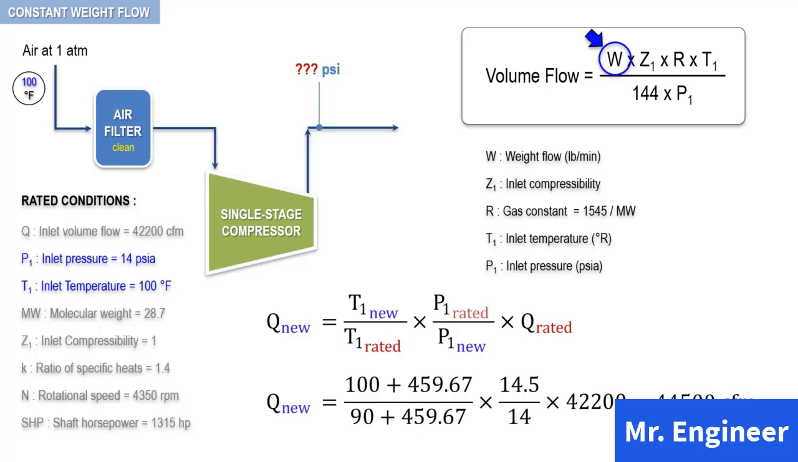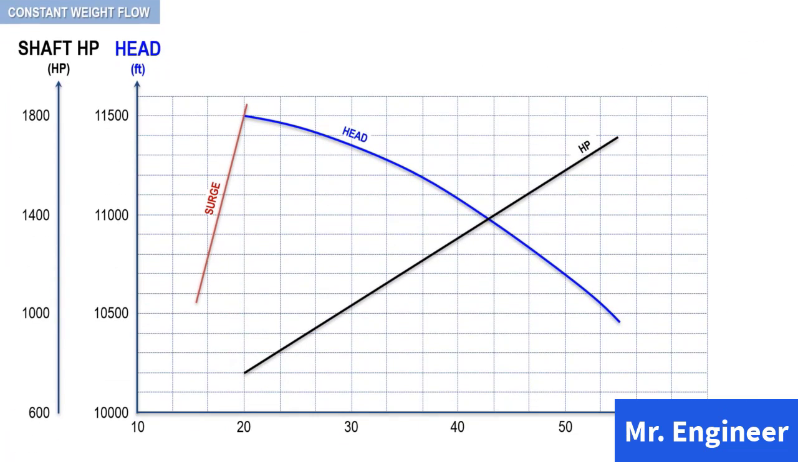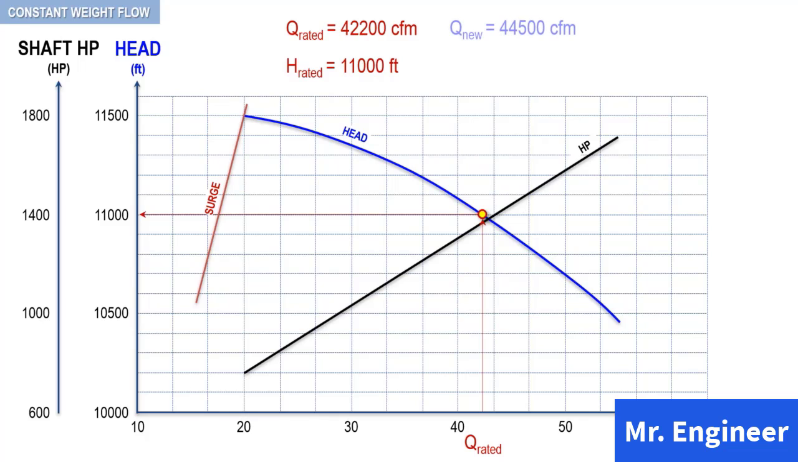So, basically here, using the compressor performance curve, we find that at the rated inlet volume flow of 42,200 cubic feet per minute, the head produced is 11,000 feet, and the head produced at the new flow of 44,500 cubic feet per minute is 10,900 feet.